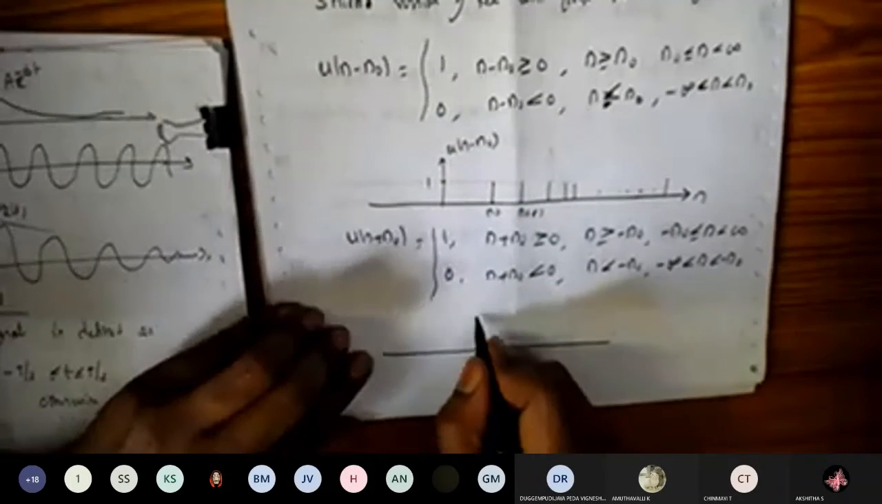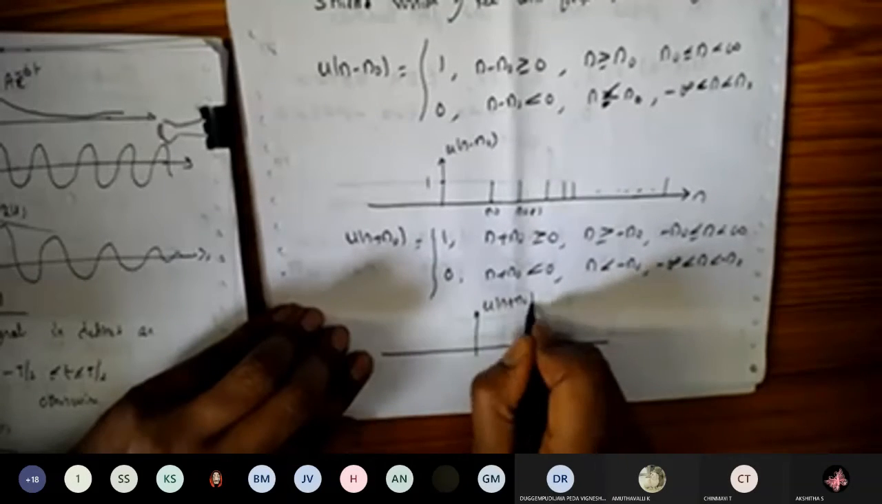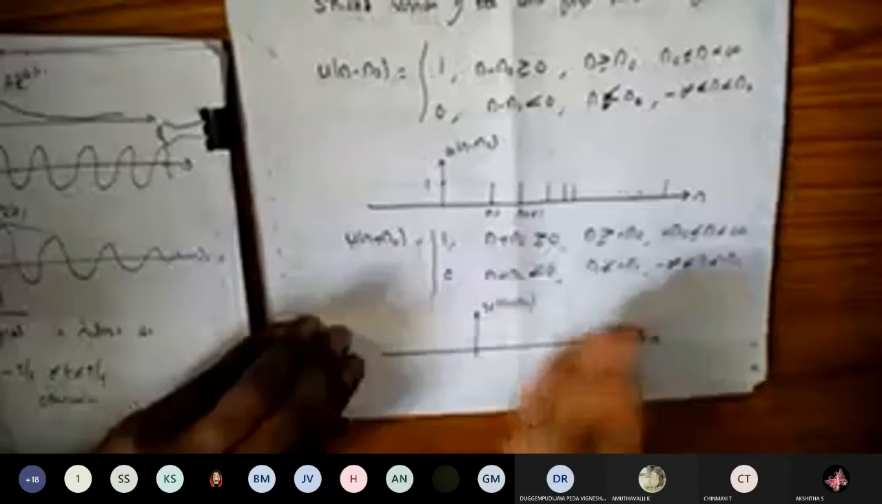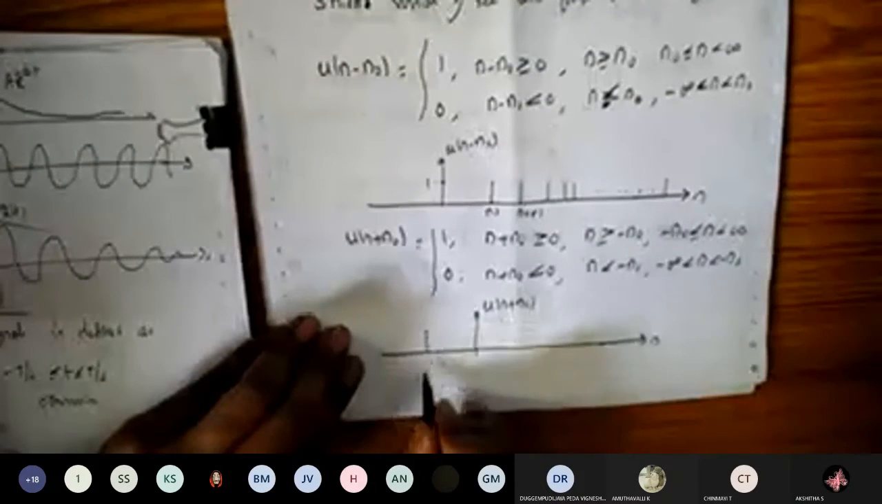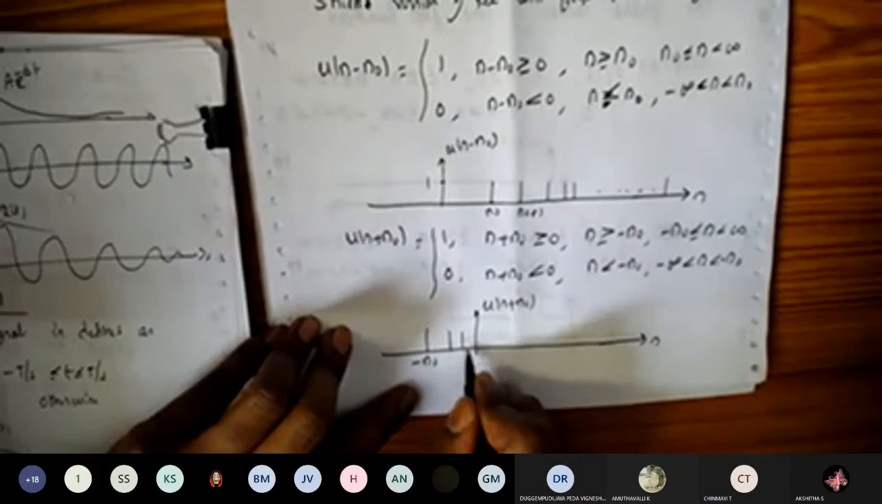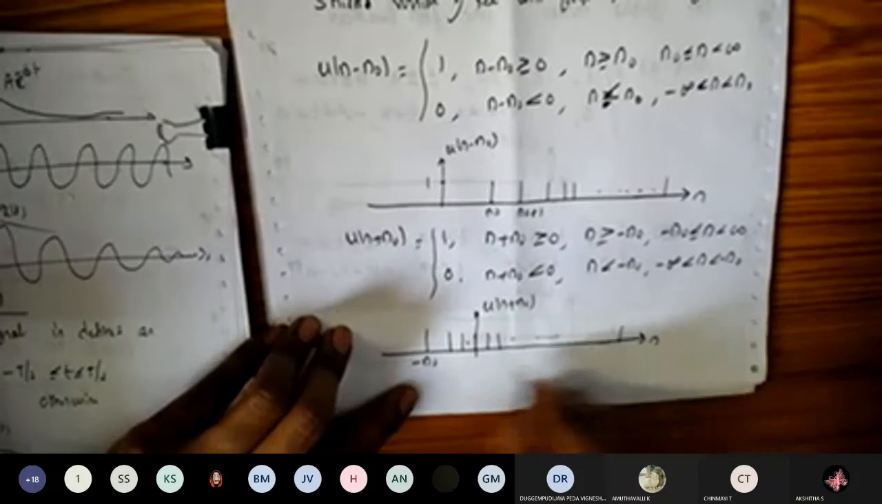Okay, so let us plot the waveform for the same here. I'm going to define the function as u of n plus n naught. Keep in mind that whenever plus n comes, we are going to shift towards the left side by n naught units. So minus n naught, like that the signal will be there, up to infinity.